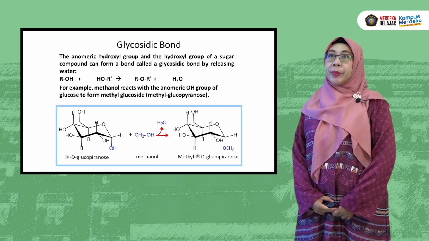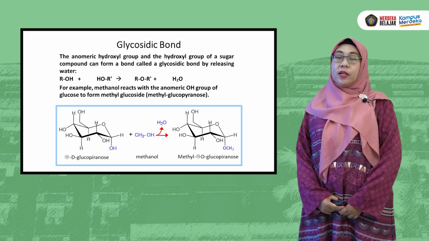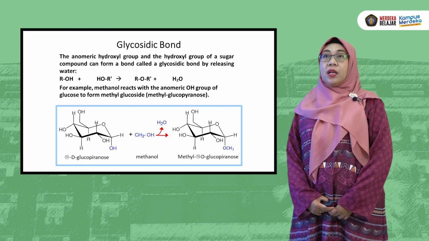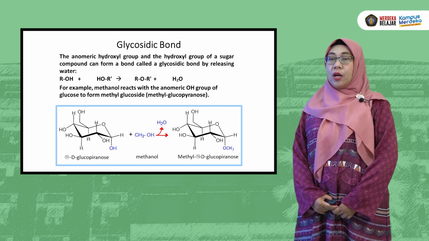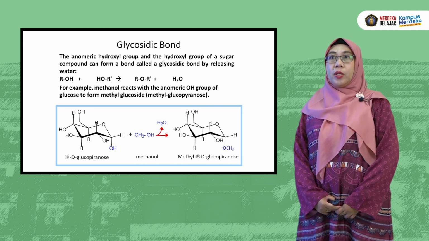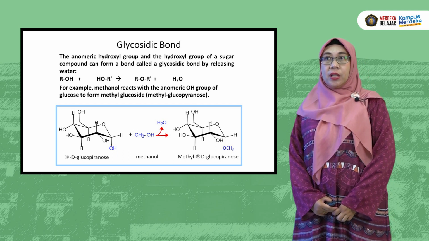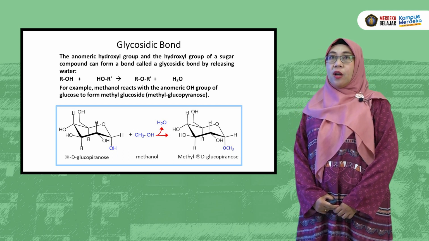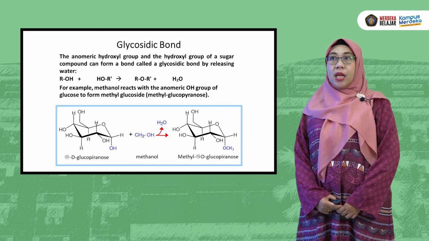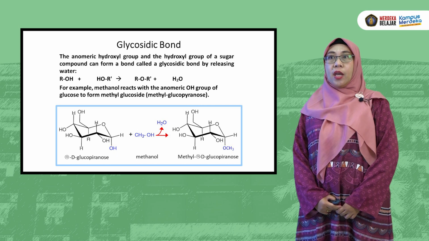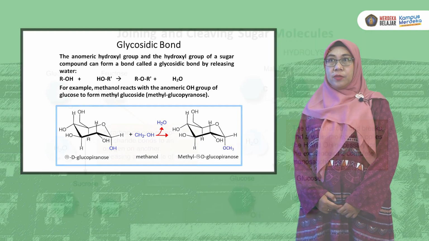glucose. We need to understand how these monosaccharides join together to form disaccharides. The anomeric hydroxyl group and the hydroxyl group of a sugar compound can form a bond called a glycosidic bond by releasing water. This reaction is an example of the formation of a glycosidic bond. Methanol reacting with the anomeric OH group of glucose can form methyl glucoside, or methyl glucopyranose.